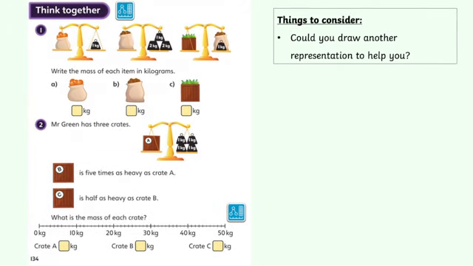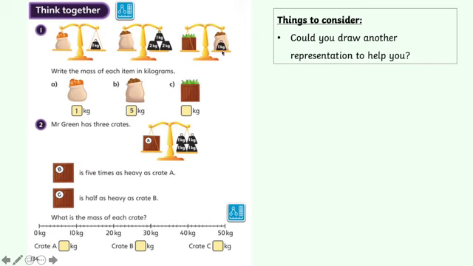Right, let's have a think then. So this first one here, we can see it's balancing with 1 kilogram. So nice and easy, the oranges weigh 1 kilogram. Over here, we need to combine the weights. We've got a 2 kilogram, another one, and then a 1 kilogram. So altogether, that makes 5 kilograms.